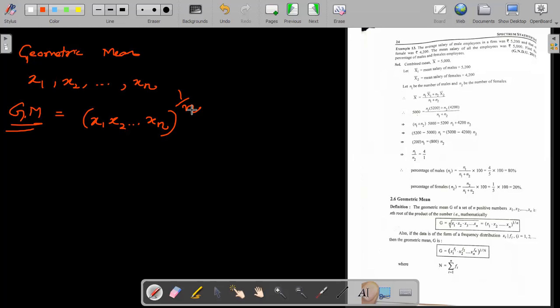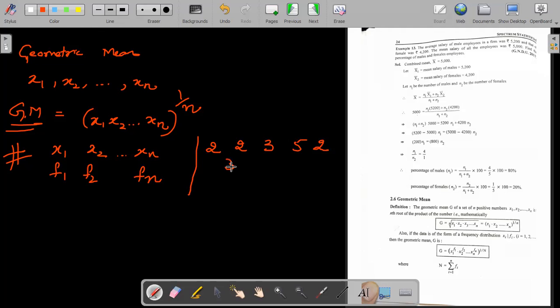And in case you have the data as x1 with frequency f1, x2 with frequency f2, and so on up to xn with frequency fn. So, beta, this is the case where you have data like 2 2 3 5 2 3 5. If I calculate the geometric mean, so what is it?